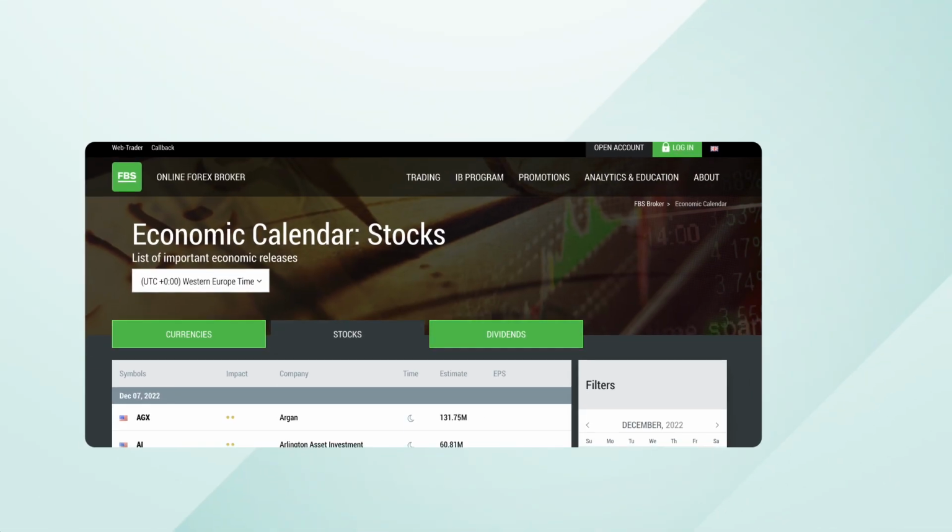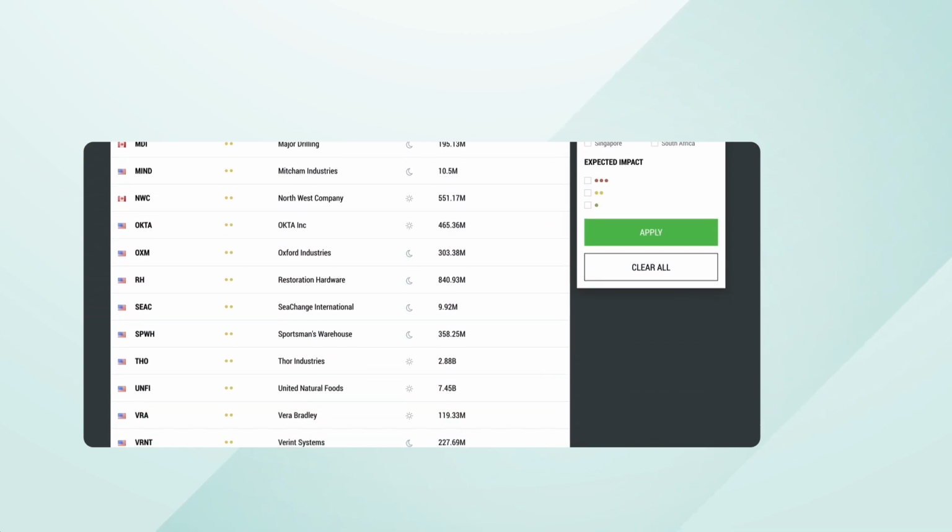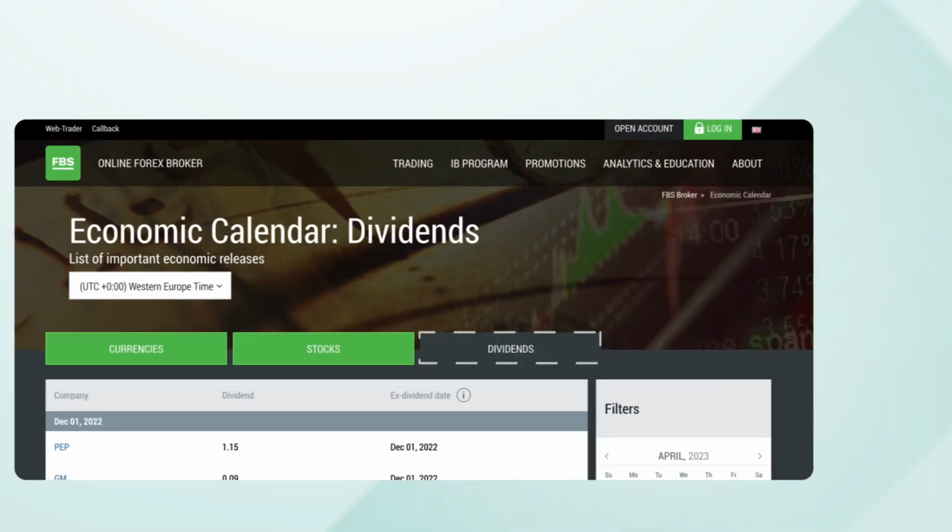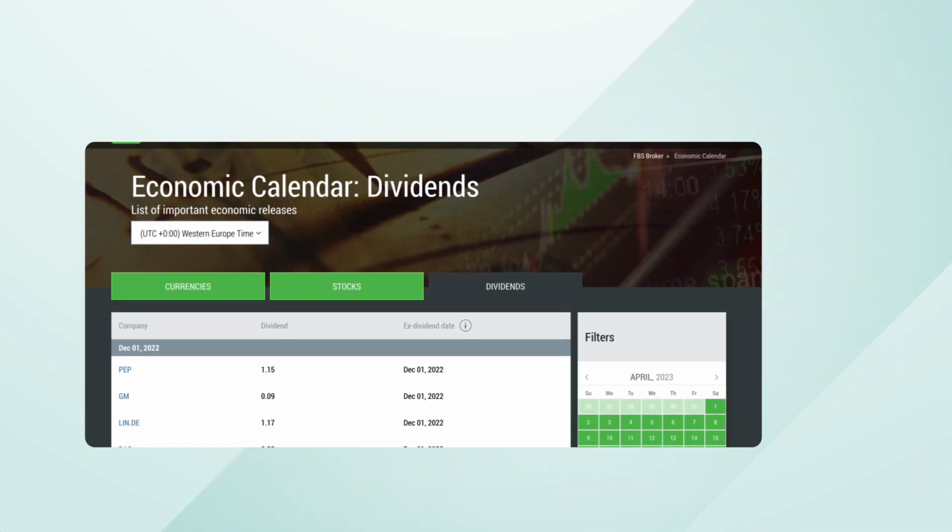What about the 2 other bars? The second bar is called stocks, and it has information about the upcoming earnings releases. If you trade stocks on earnings, this is your place. Finally, the third bar has information about the dividends that you get if you hold a stock until the ex-dividend date. If you want to learn more about it, visit the FBS website.